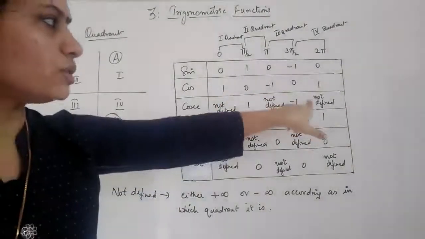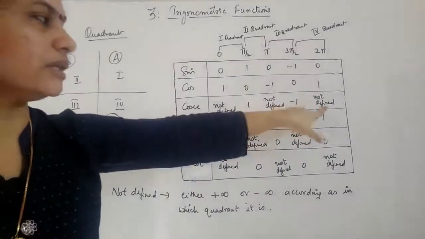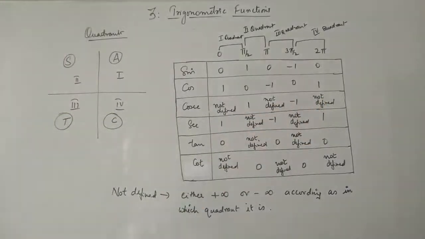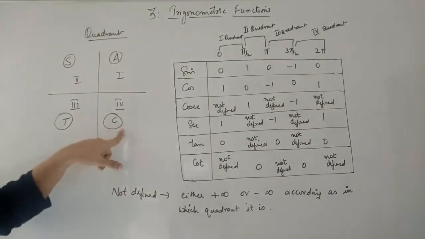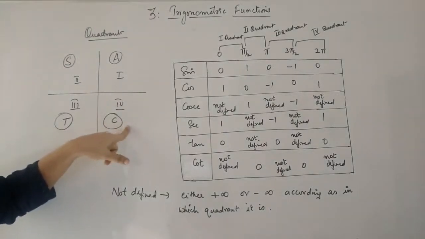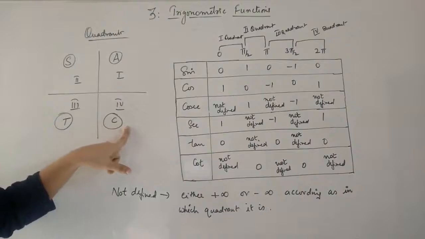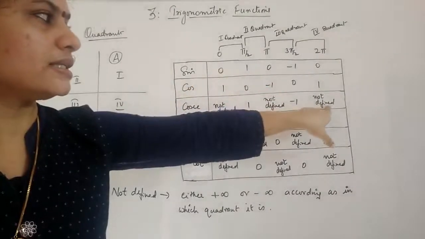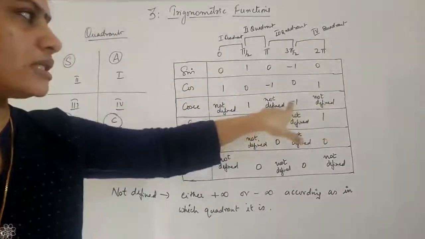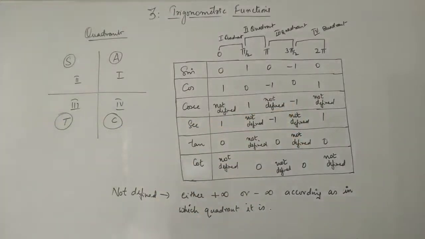Okay. Now in the fourth quadrant you have minus 1 to not defined. Again I have to decide whether to take positive infinity or negative infinity, so I have to go through the quadrant. For the fourth quadrant, cosec has a negative value, so you will treat this not defined as minus infinity. So it is ranging from minus 1 to minus infinity. That means it is decreasing in the fourth quadrant.